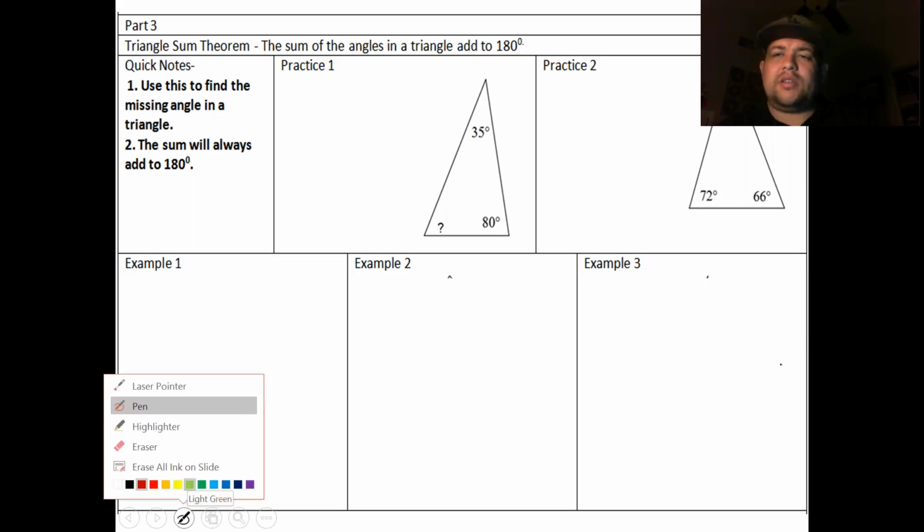Parts of these, if you need to pause it before I continue, please do so you can copy that down. I'm hoping you guys did that, so I'm going to go ahead and continue.